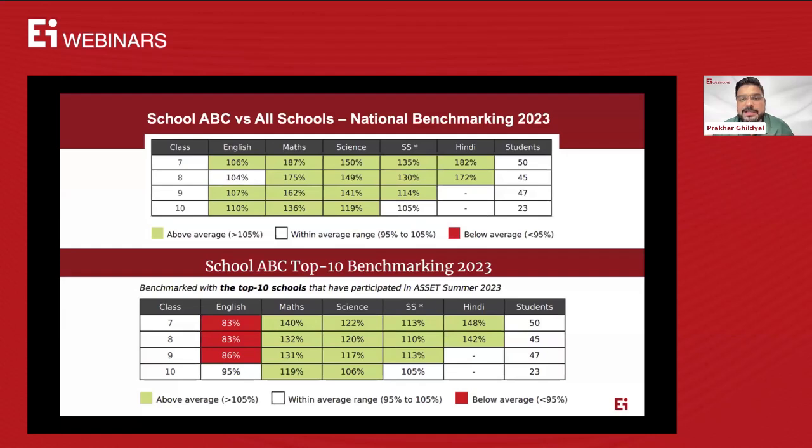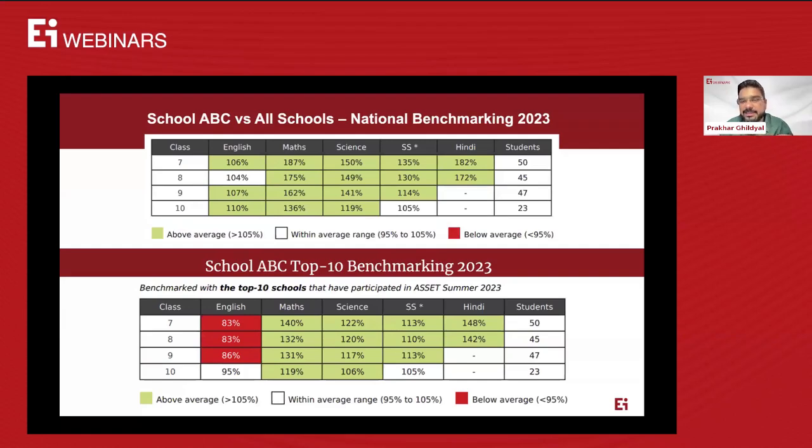And at the bottom for the same school, if you see the top 10 benchmarking, now we are not comparing with the overall cohort, but with the top 10 performers, and the schools change every year, right? It's a dynamic process. It's so heartening to see all of them changing. This is one of my favorite case studies, Saloni, when it comes to private schools in India.